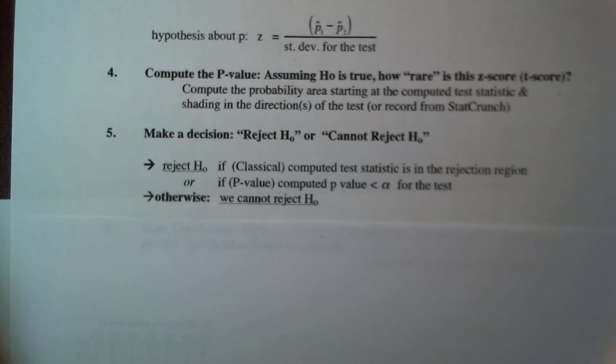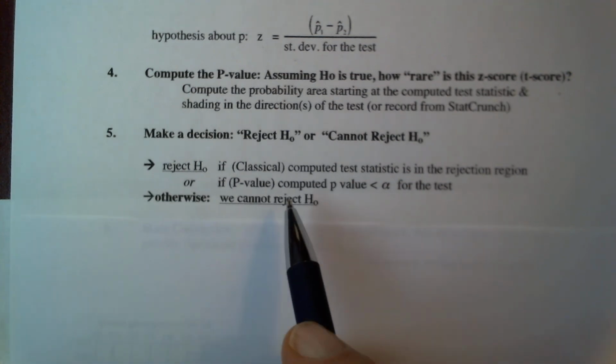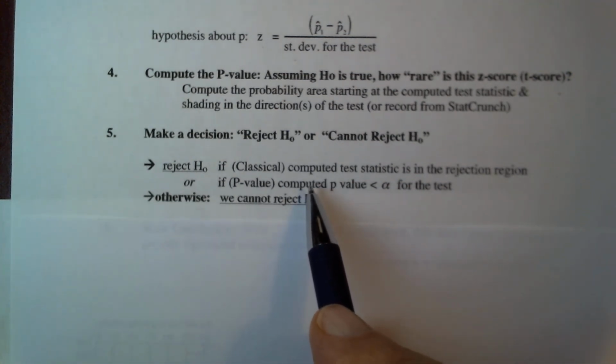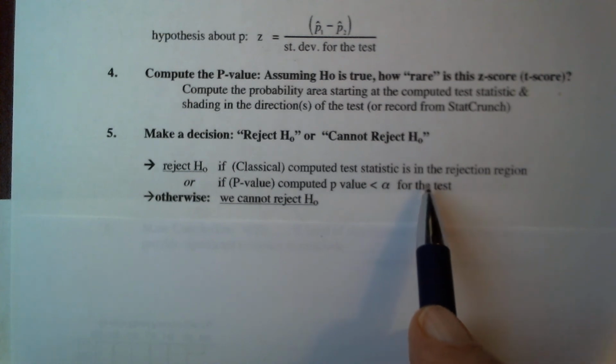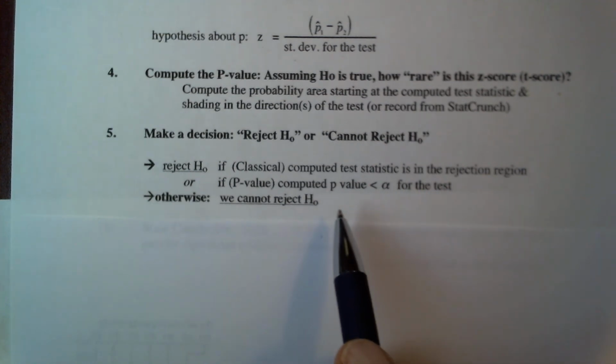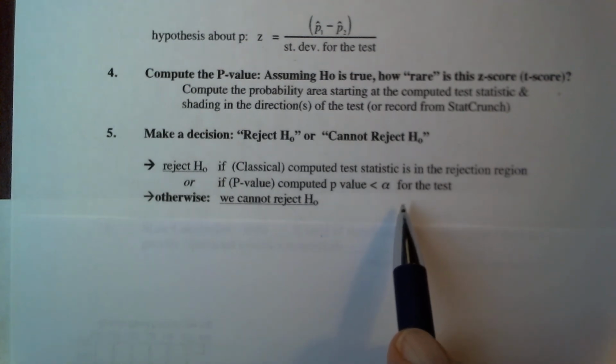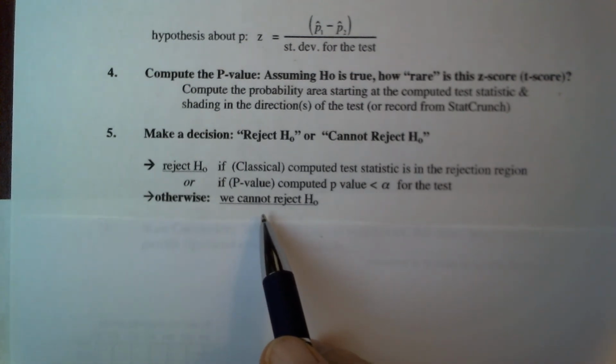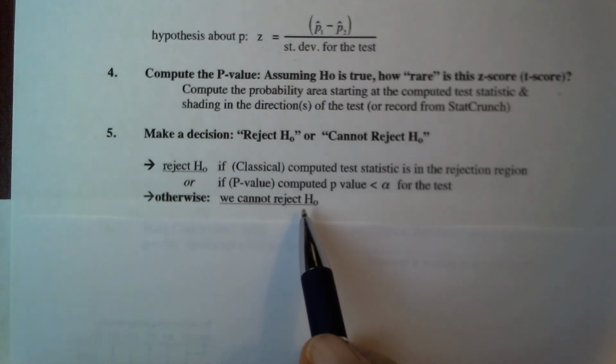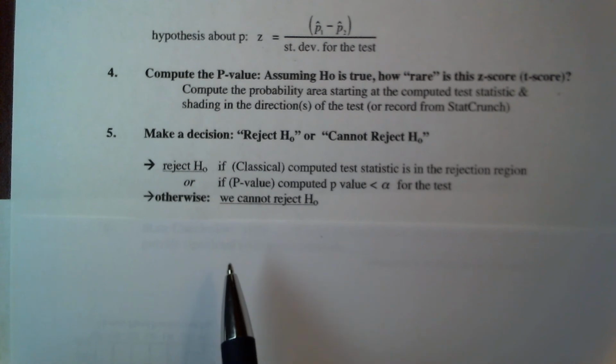Step 5 is about making a decision to reject the null hypothesis or not reject, or fail to reject, the null hypothesis. So we reject if the computed test statistic is in the rejection region, or we compare the p-value with alpha for the test. Otherwise, we cannot reject the null hypothesis. Again, this is exactly what we have done before in chapter 8.